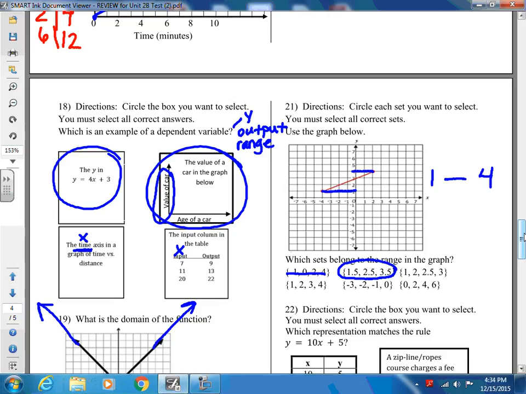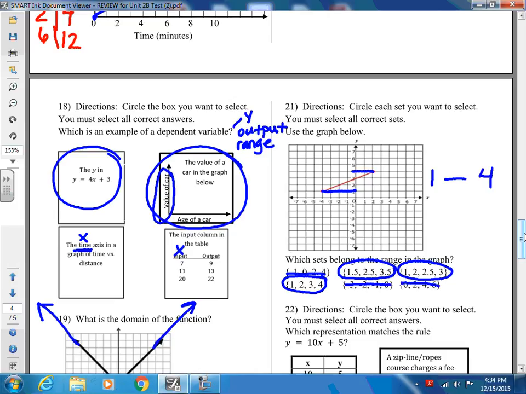Go to the next set. 1 is between 1 and 4, it is itself. 2 is between it, 2.5 and 3 are both between it. So all of those are in between that 1 and 4. If you go to the next one, 1, 2, 3, and 4 are all between 1 and 4. Okay, then if you go to the next one, -3 is not, so we can rule him out. And then go to the last one, 0 is not, so we can rule him out.